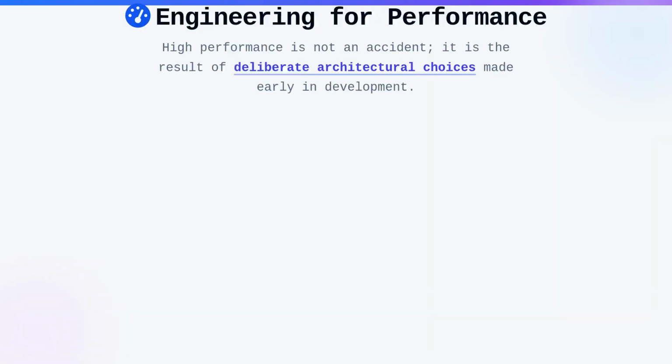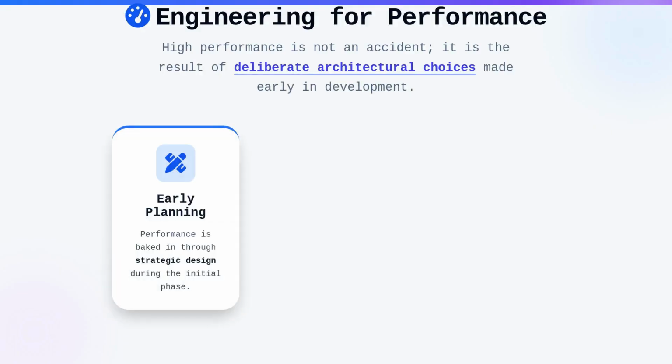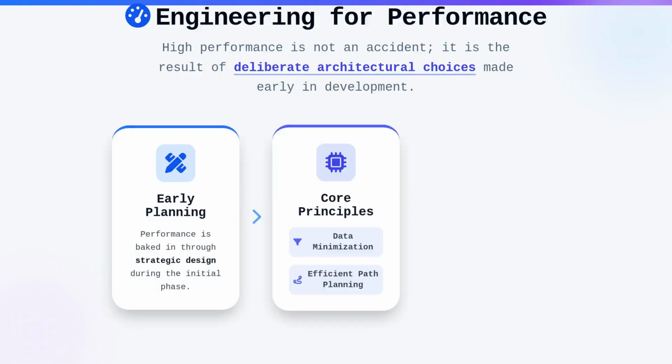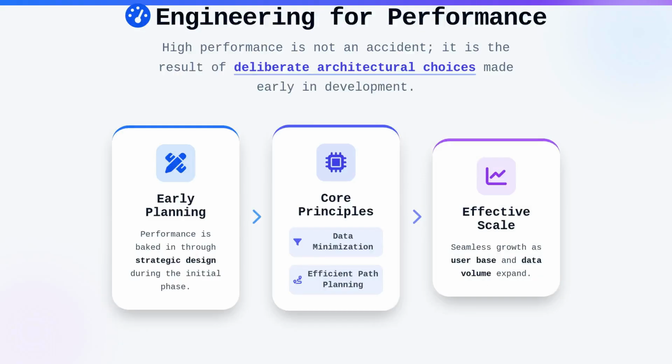Performance is a consequence of deliberate choices made during the early stages of development. By adhering to these principles of data minimization and efficient path planning, your applications will scale effectively as your user base and data volume grow.